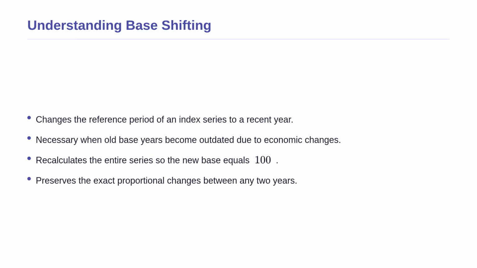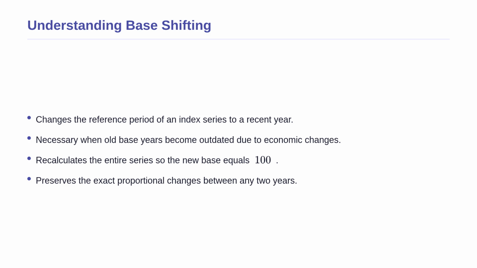Let us start with our first major concept: base shifting. Why does this matter? Imagine you're tracking your weight over 10 years. If you always compare your current weight to what you weighed in high school, the comparison eventually loses its meaning because your body has naturally changed. You need a more recent baseline.